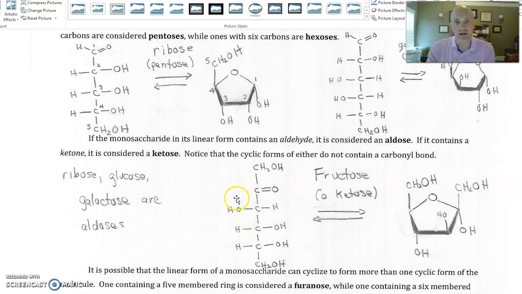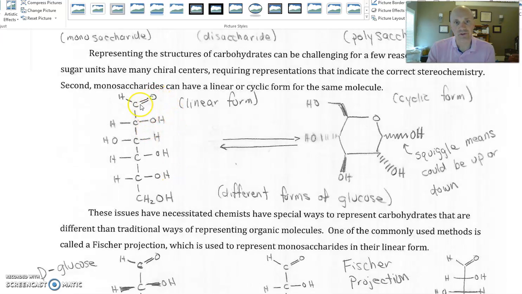If I go back to the earlier structure of glucose, you notice in its linear form, before it cyclizes, it would contain an aldehyde at this position. This particular molecule actually occurs when an electron pair on this hydroxyl attacks that carbonyl on the aldehyde. So in its linear form, it contains an aldehyde, and therefore it's what's considered an aldose. An aldose is a monosaccharide which would have an aldehyde in its linear form.